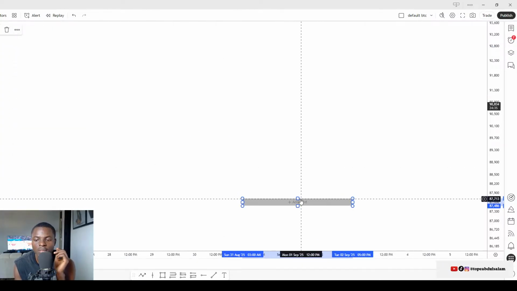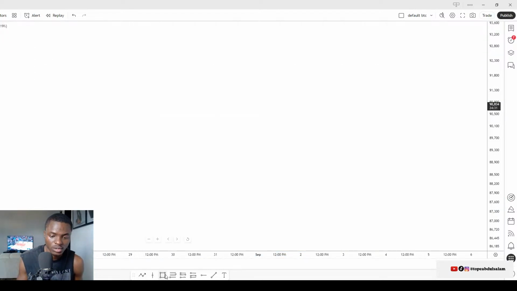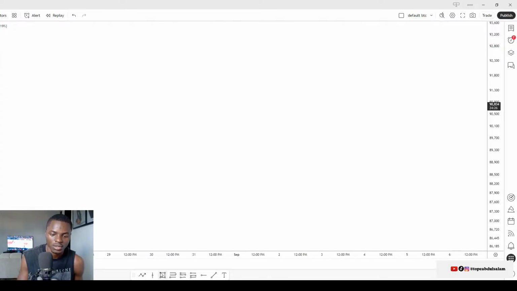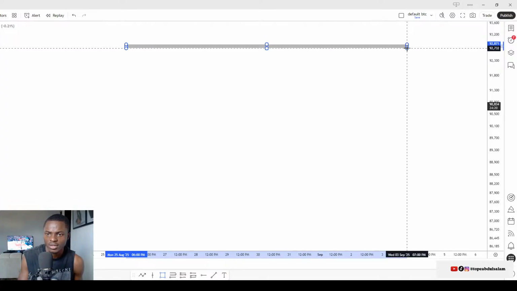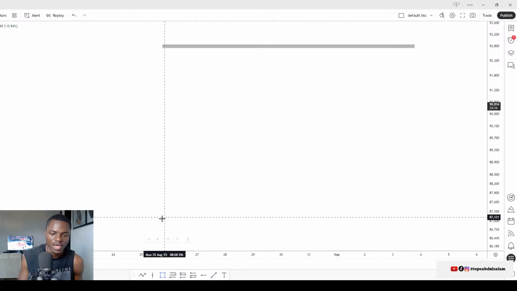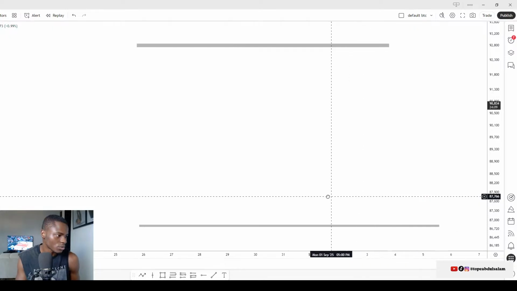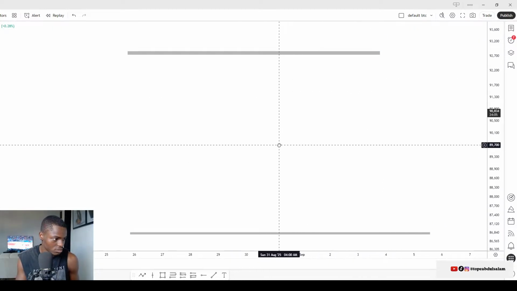So let's say we have another block here, right? Which will serve as our resistance, and we have another block here which will serve as our support, right? So we have this range that the market is trading within, right?